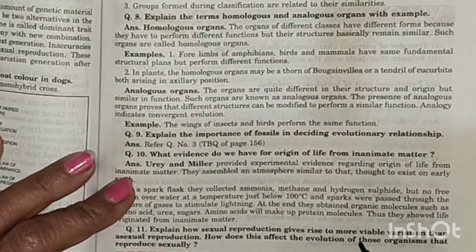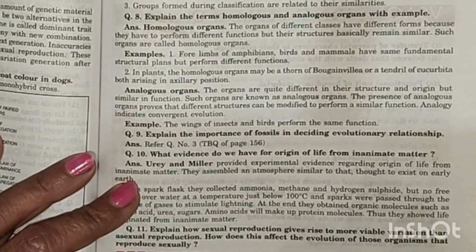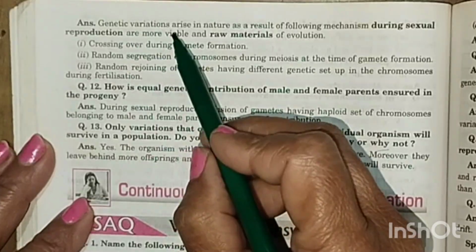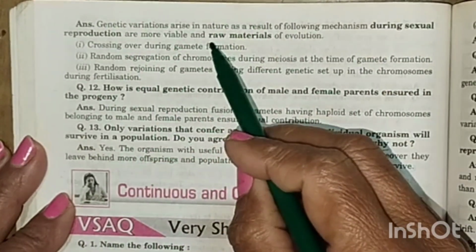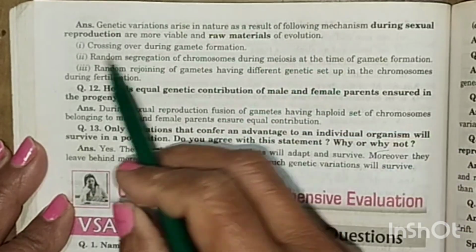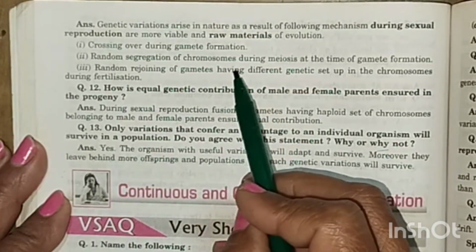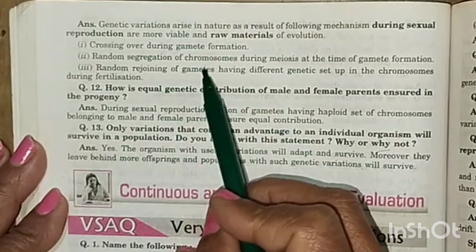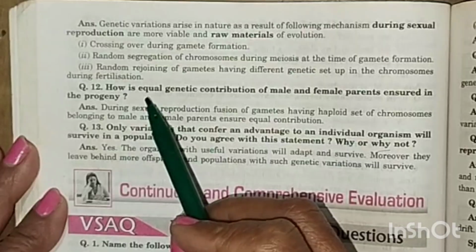Explain how sexual reproduction gives rise to more viable variations than asexual reproduction. How does this affect the evolution of those organisms that reproduce sexually? Genetic variations arise in nature as a result of the following mechanisms during sexual reproduction, and are more viable and raw material of evolution. Crossing over during gamete formation. Random segregation of chromosomes during meiosis at the time of gamete formation. Random rejoining of the gametes having different genetic setups in the chromosomes during fertilization.